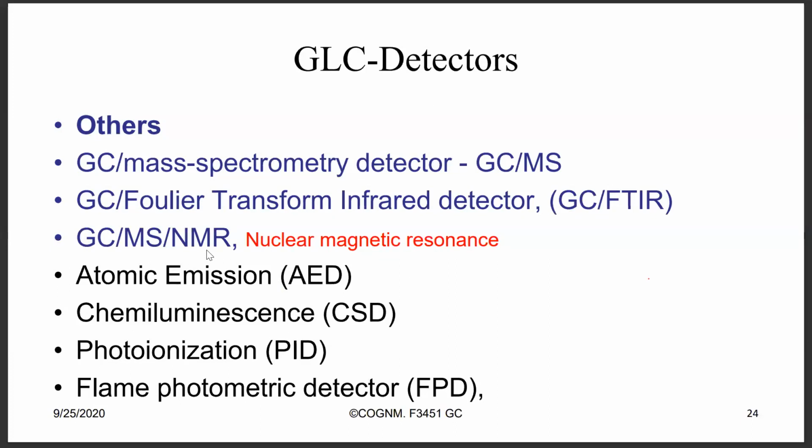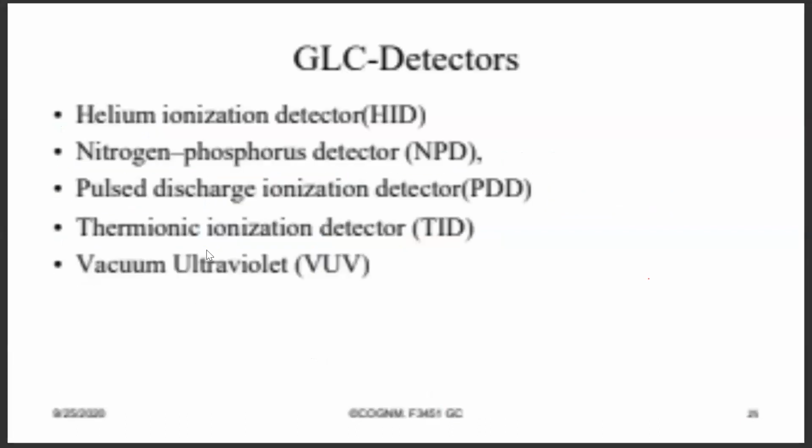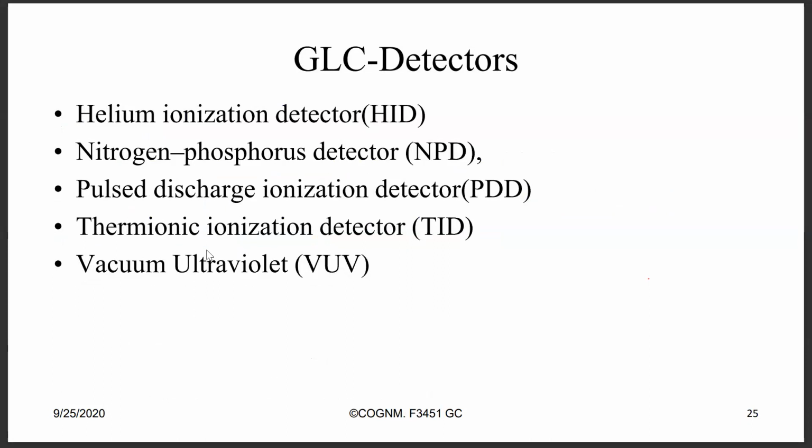So next we have other types of detectors. We have CSP, clean automatic detector. Also, vacuum TPD, pulse discharge ionization detector, nitrogen phosphorus detector, helium ionization.